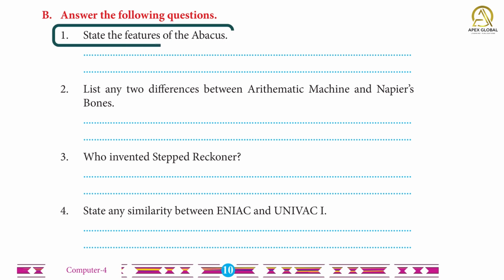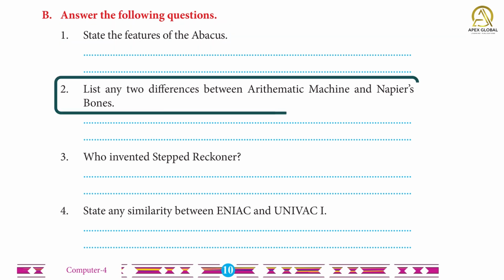1. State the features of the abacus. Answer: the feature of the abacus is that it was used to rapidly and easily conduct addition and subtraction. 2. List any two differences between arithmetic machine and Napier's bone. Answer: arithmetic machine, this is also known as the mechanical calculator. Napier's bone, manually driven calculator.